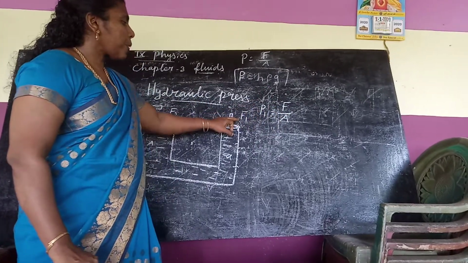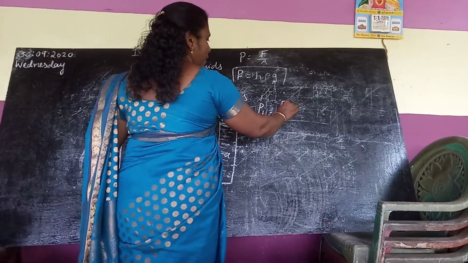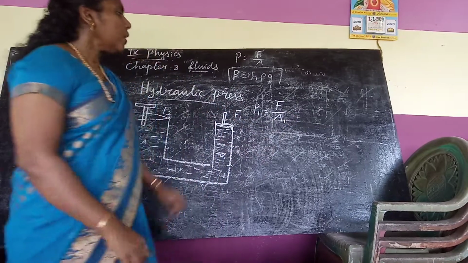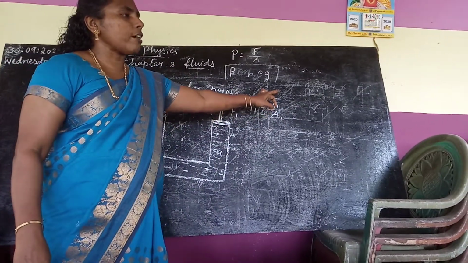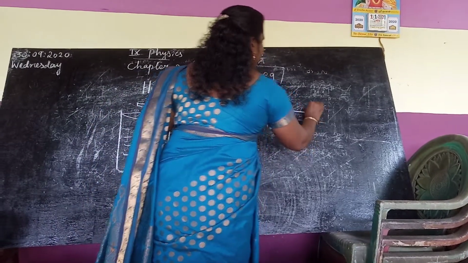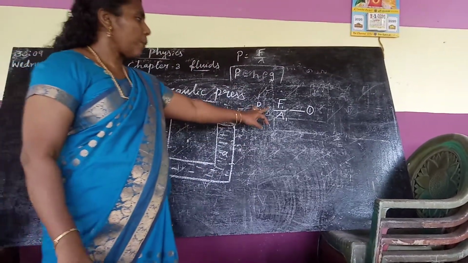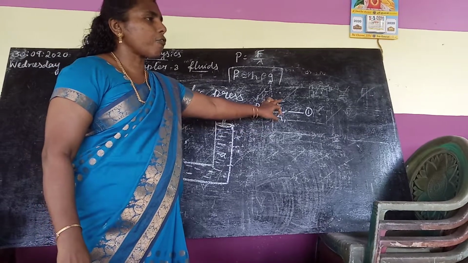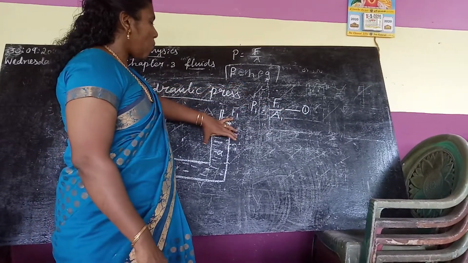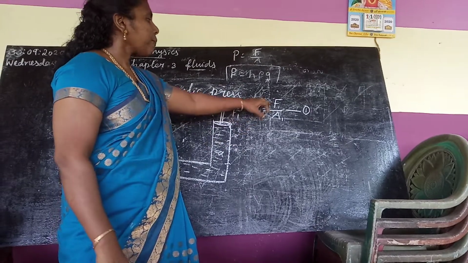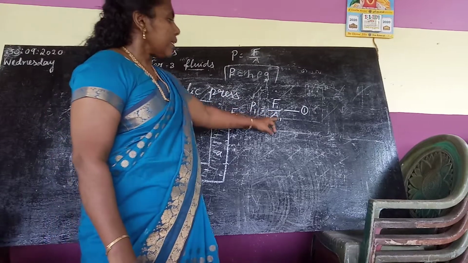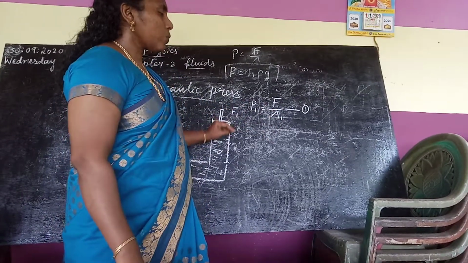Suppose the pressure is P1, what is the force? F1, and the area of cross section we can take as A1. So P1 equal to F1 divided by A1. Take this as equation number 1. What is P1? The pressure in the smallest area cylinder, and F1 is the force applied on the smallest cylinder. A1 is the area of cross section of the smallest cylinder.